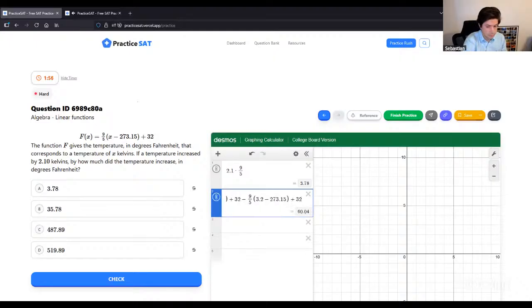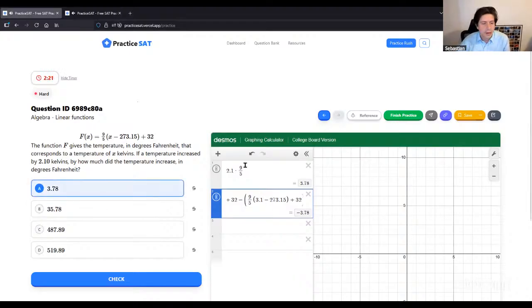Oh no, that's not going to work. That didn't work either. Oh, because it should be 3.1. So 3.78. See, the difference there is 3.78. Don't do what I just did there. Understand that it's just about the difference: by changing this by 2.1, you have to multiply it by 9/5.